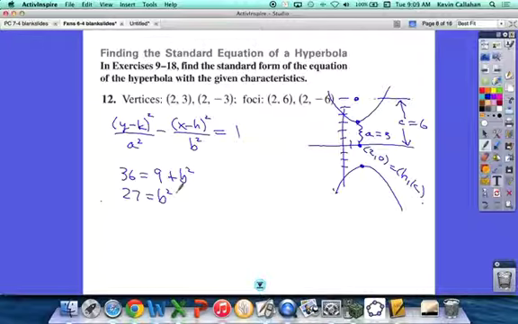And now just fill in everything that we've got. That'll be y minus k, well, it's y minus 0. So that's y squared over the a was 9, minus x minus 2 squared over the b squared, which we said was 27, equals 1. Again, we've seen already that the last two that we did, the b is bigger than the a. With an ellipse, that's not it. By definition, a is always bigger.